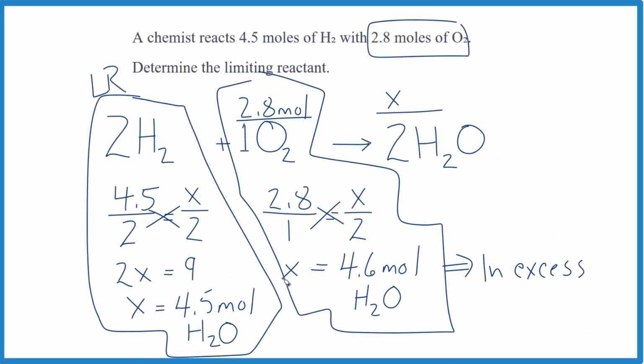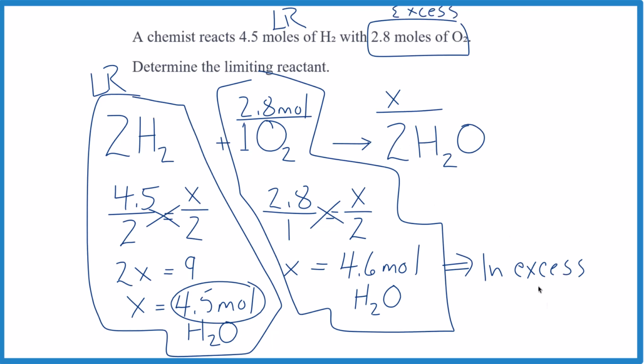And here we did this problem in the previous video. We found out that H2 was the limiting reactant because it produced fewer moles. So this is our limiting reactant. That means this is in excess. So I'll clear all this for you and you can solve it.